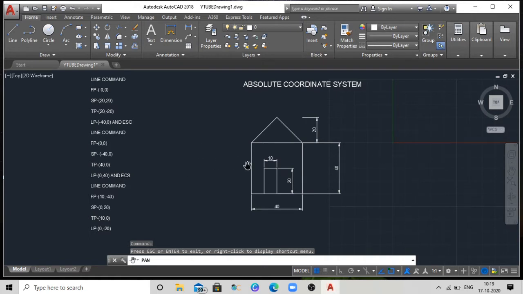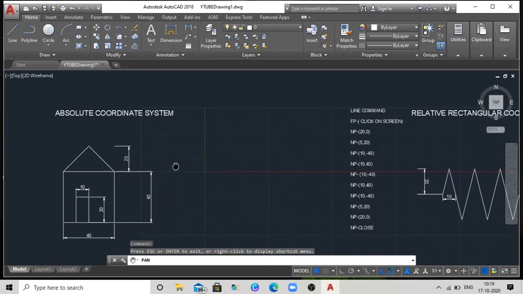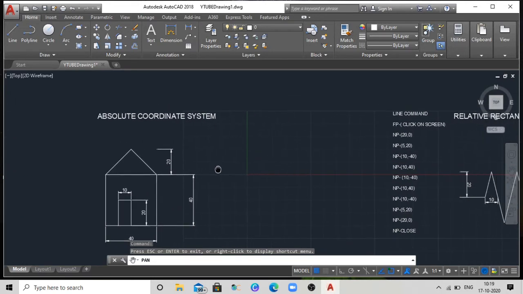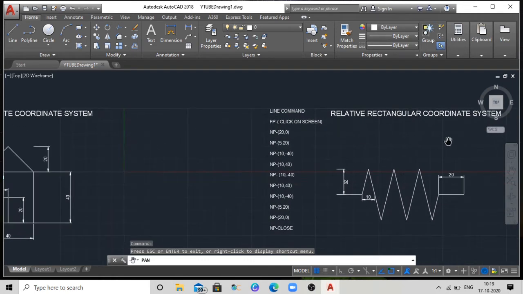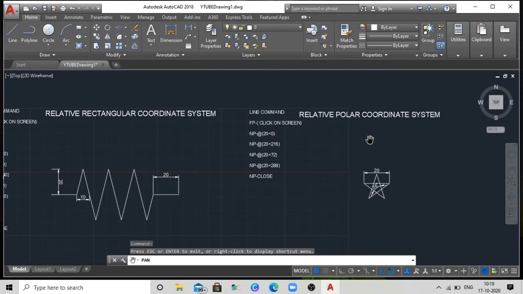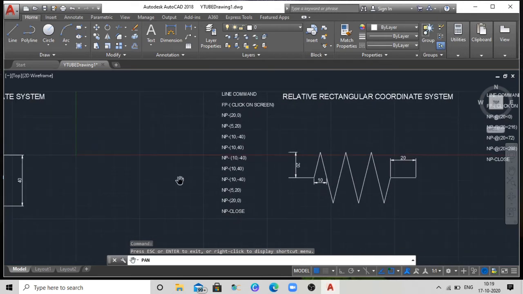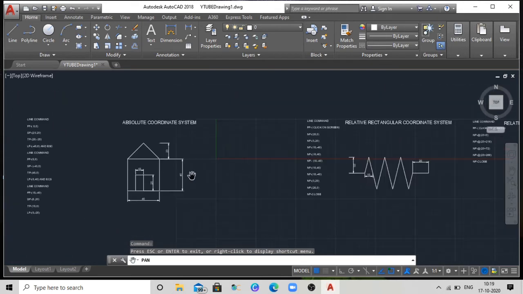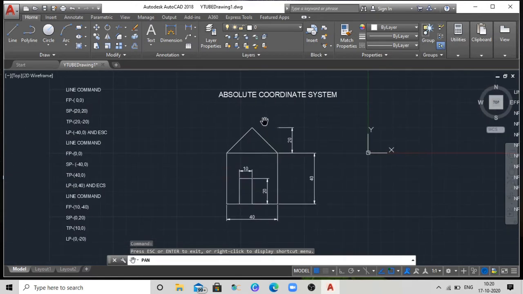Today in this video we will see the three coordinate systems in AutoCAD, and we will take three examples to draw the figure using these coordinate systems. First one is absolute coordinate system, second one is relative rectangular coordinate system, and third one is relative polar coordinate system. We will draw these three example figures. I have already drawn them in the AutoCAD file. I have opened my AutoCAD file. I will draw one by one so you will understand how these coordinate systems work in AutoCAD.